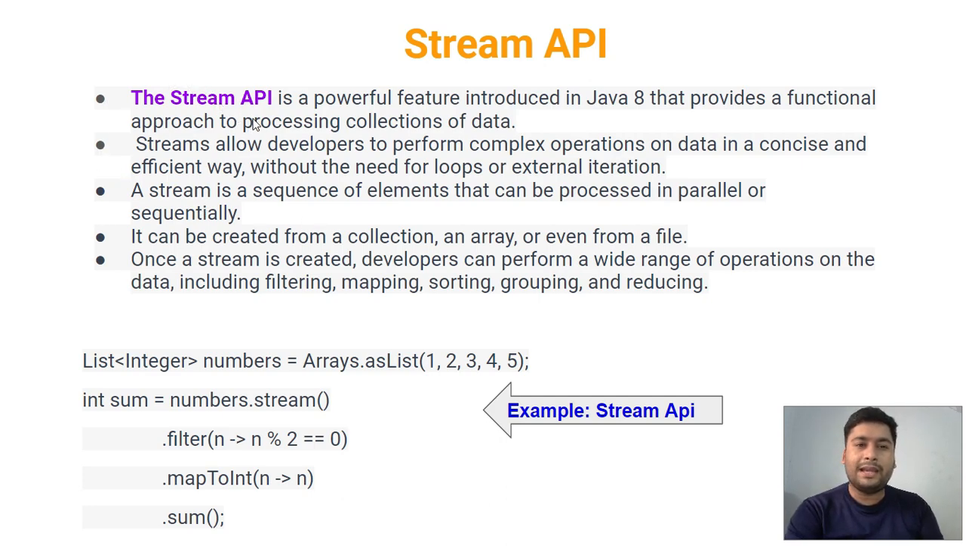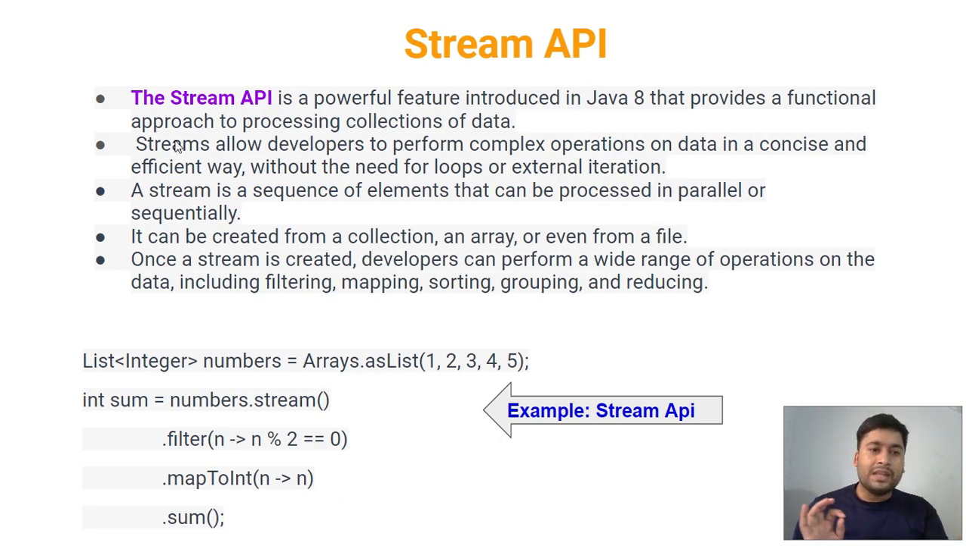Stream API is a Java 8 feature. It is a powerful feature introduced in Java 8 that provides a functional approach to processing collections of data. Basically we use the stream API when we have a collection of data, maybe an array, a list, a linked list, or maybe a map also. Whenever you have a collection of data, only then can you use the stream API. That is one thing you have to understand.